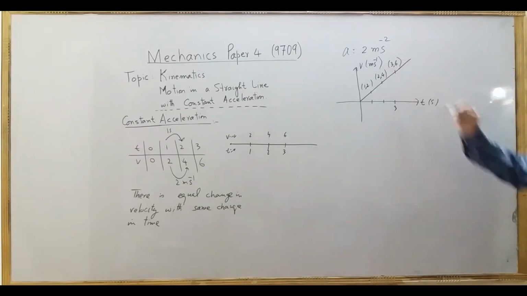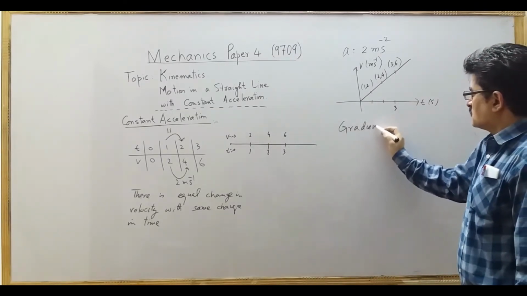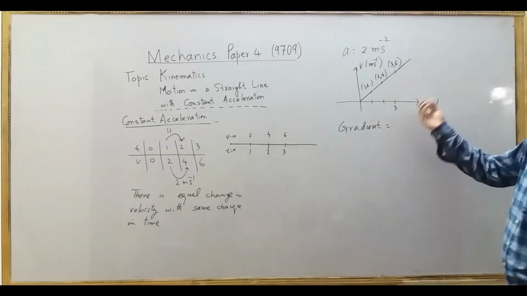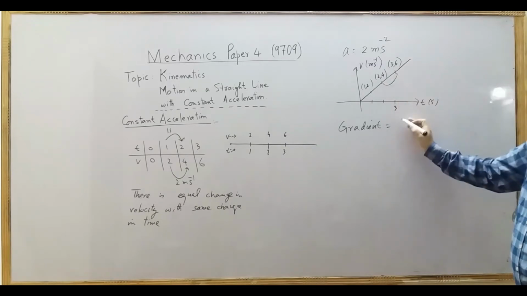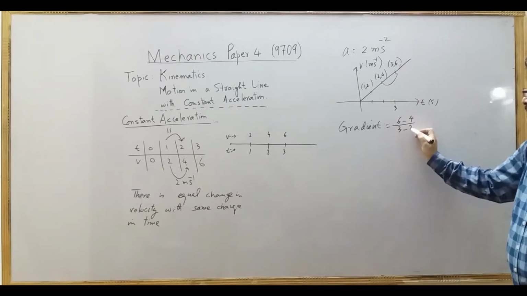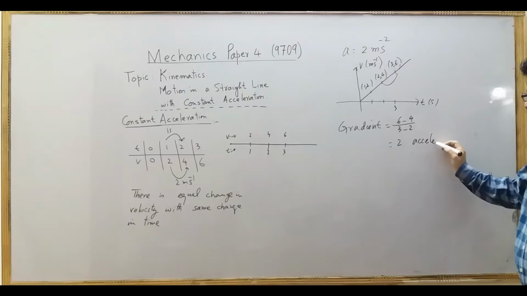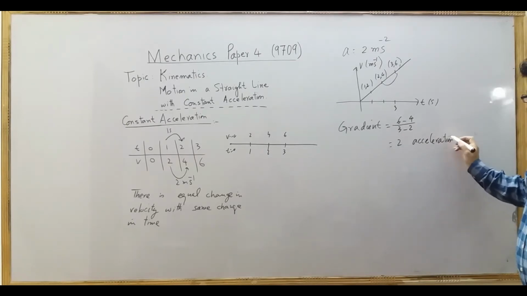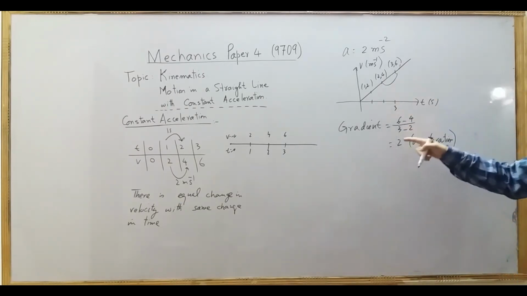Now if you find the gradient of this line, by the formula you may take any 2 points. For example, I take these 2 points, y2 minus y1 over x2 minus x1. The answer is 2, which is acceleration. So keep in mind that the gradient of velocity time graph is acceleration.